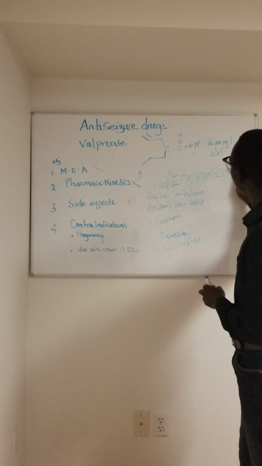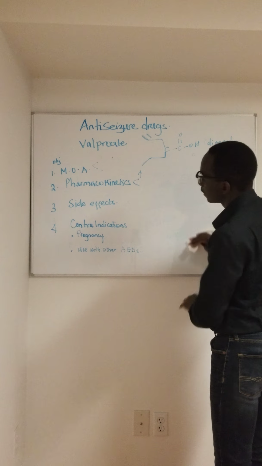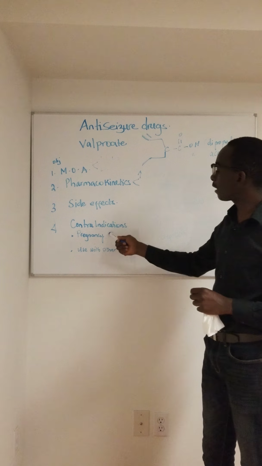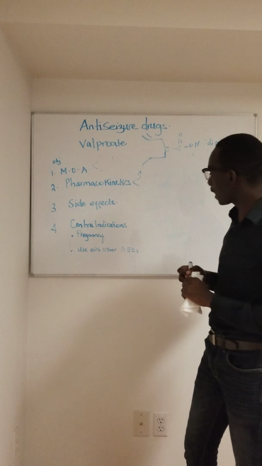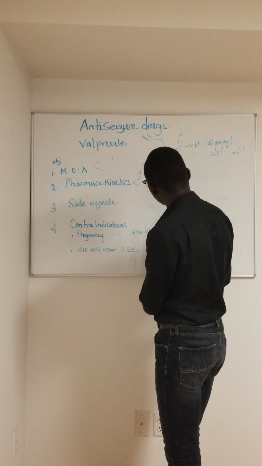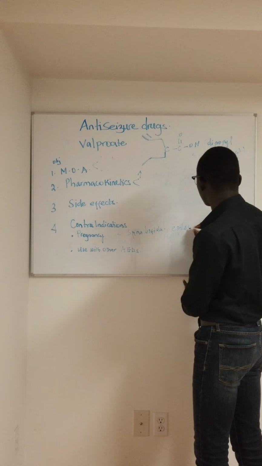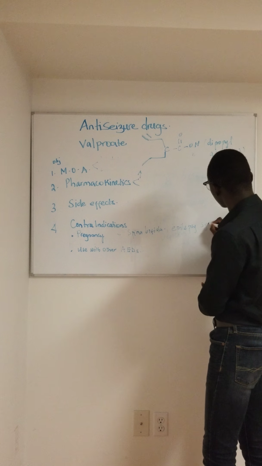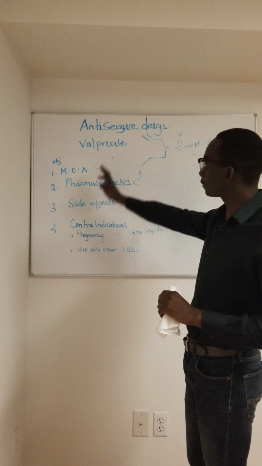To jump down to the contraindications with this drug: in pregnancy, this drug is contraindicated because it affects the fetus, and once these babies are born, they have spina bifida. We also see very many epilepsy syndromes in kids that are born when their mother has been taking this drug.